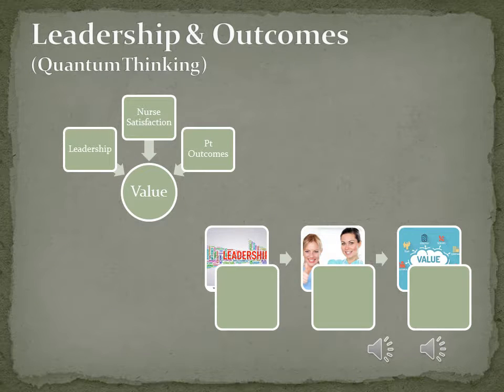So with our old style of thinking, and if you look in the article, they have a schematic of the framework that they used, which was structure and then a line directly attached to process and then a line directly attached to outcomes. And quantum leadership says it doesn't necessarily work that way. All of these things don't flow. Like the leadership may not necessarily determine nurse satisfaction, which may not necessarily determine outcomes. But all of these things together impact value.